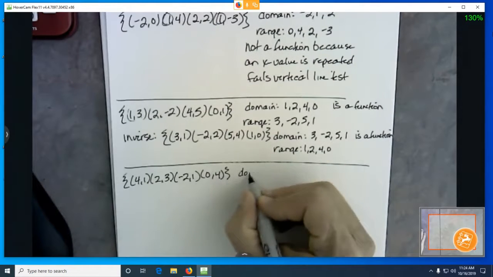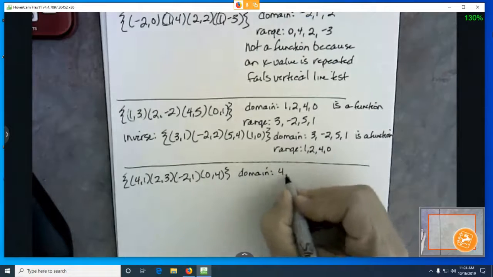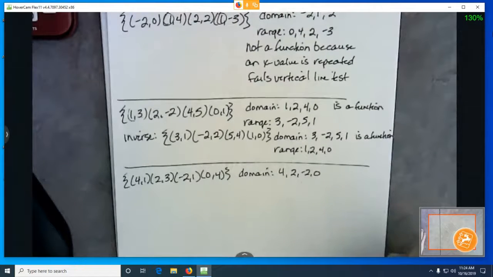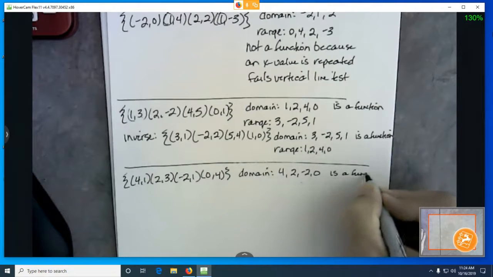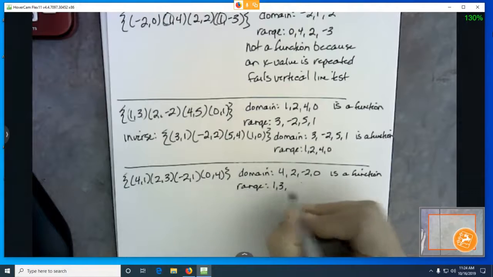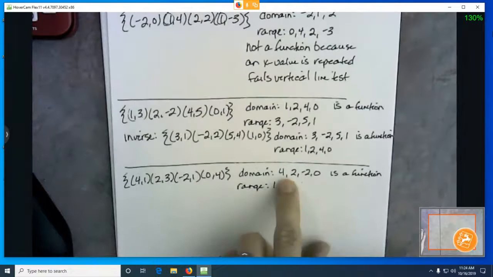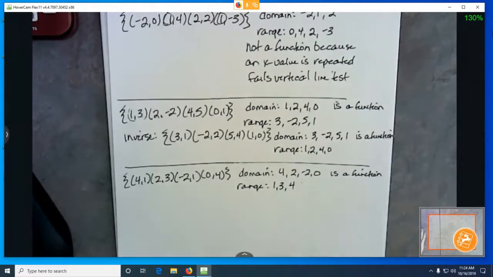So let's write down the same things. The domain is going to be 4, 2, -2, and 0. Those are all different, so yes, this is going to be a function. For the range, we've got 1, 3, another 1, and 4. So this is a function because we don't have any x values getting repeated. We do have a y value that gets repeated.